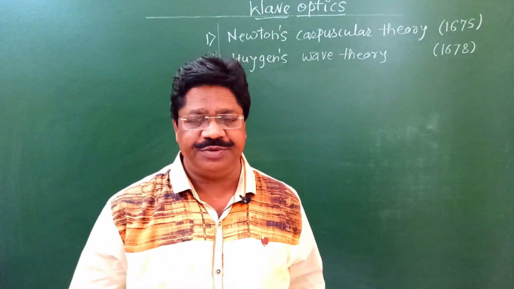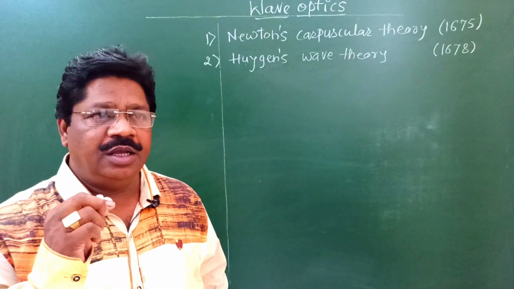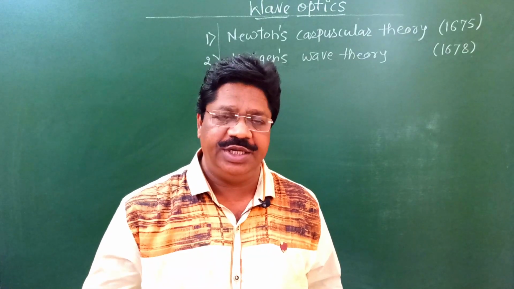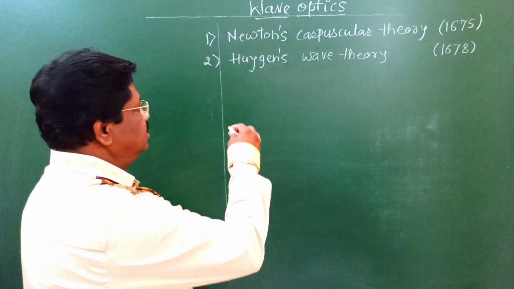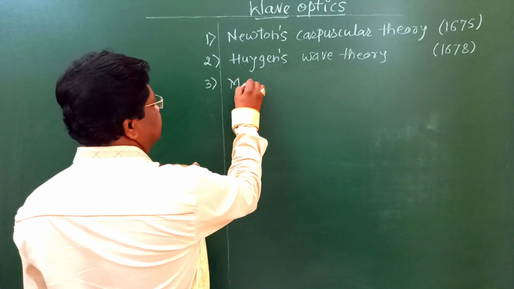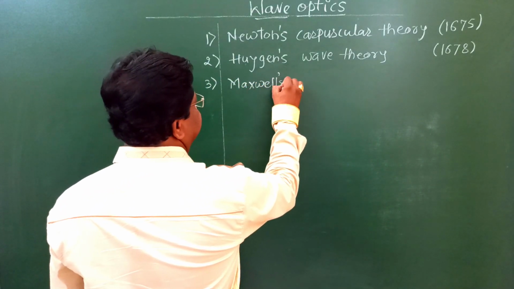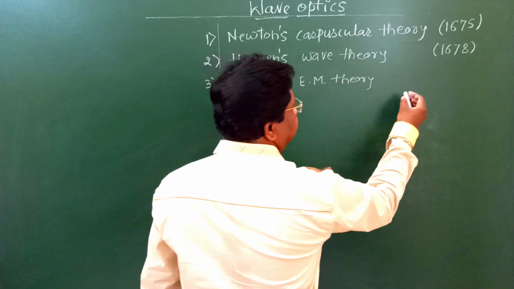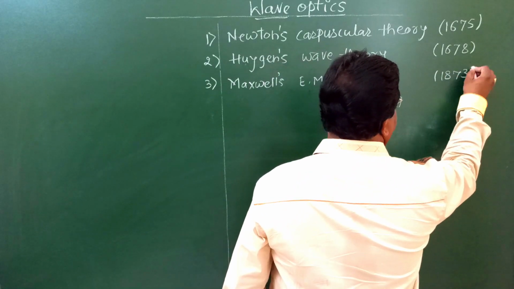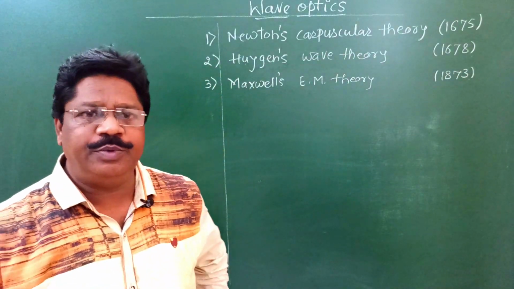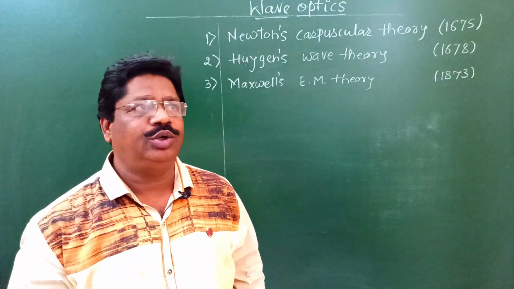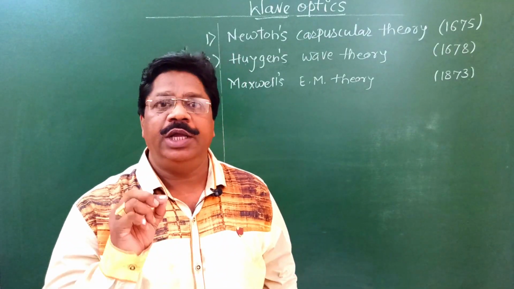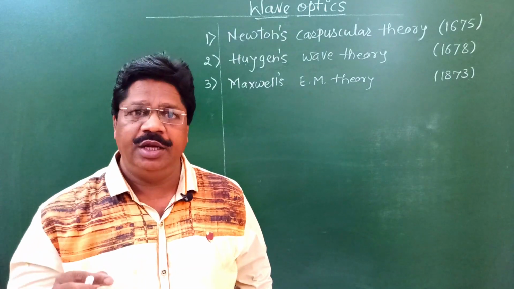Later on, in the 19th century, the well-known scientist Maxwell proposed his theory, and that is called the third theory, Maxwell's electromagnetic theory, in 1870. That means light travels in the form of electromagnetic waves, which are transverse in nature.